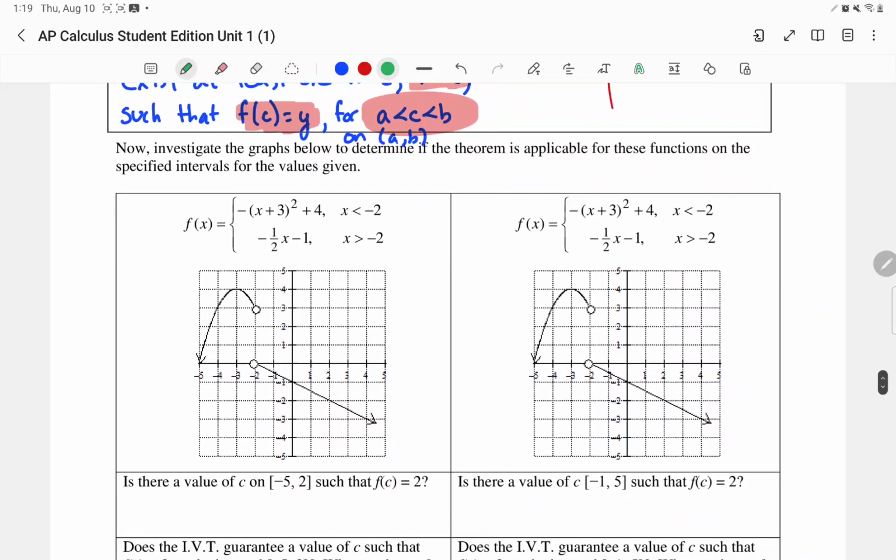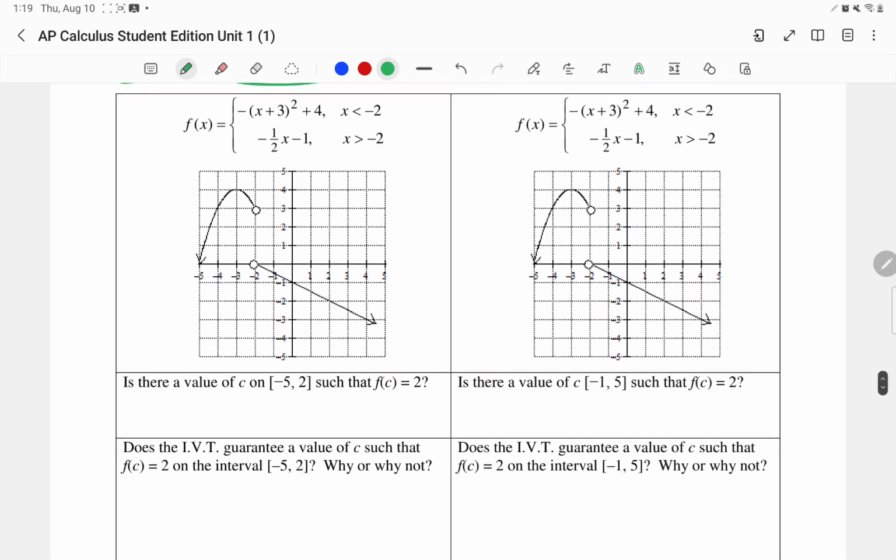So investigating these graphs, we're going to determine, is this theorem applicable for these functions on the specified intervals for that value that we're given? So is there a value of c in between -5 and 2 where f of c is equal to 2? This is key here, in between -5 and 2. So here's -5, and then +2 is over here. So is there any time where f of c is equal to 2?